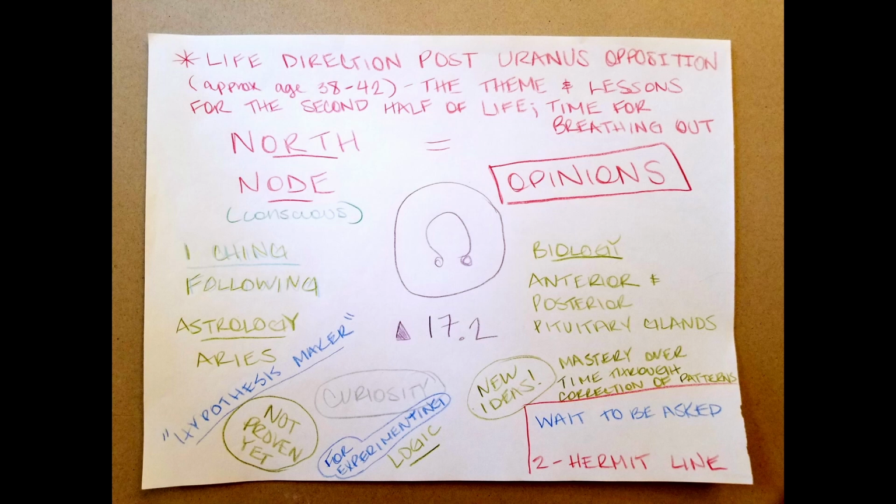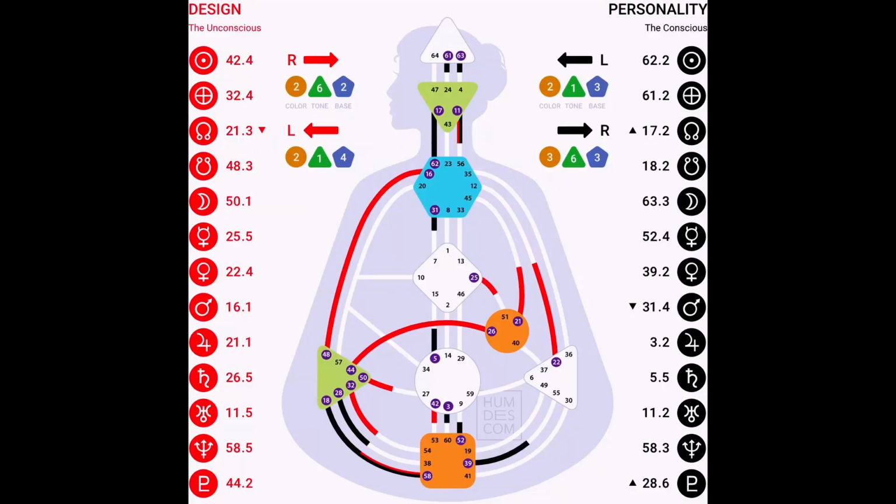And I get to express it more fully past the age of 38, which is music to my ears because I'm approaching that age group. Next, we're going to look at the South Node, which is gate 18.2 for me.